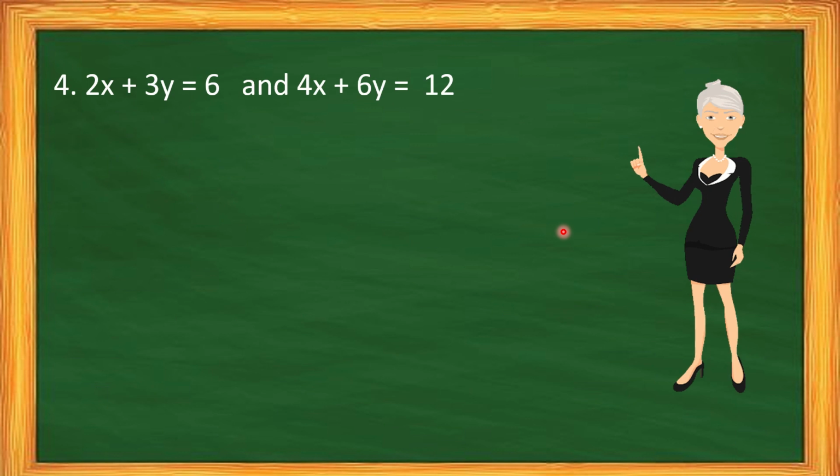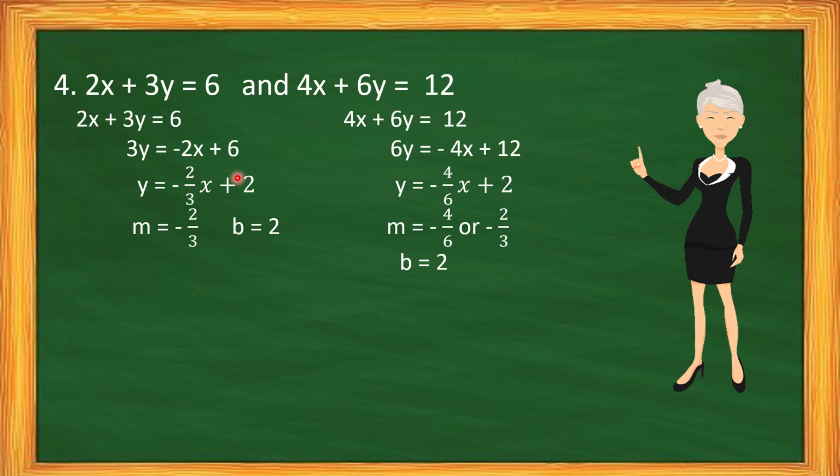In the fourth example, so we have the equations 2x plus 3y equals 6 and 4x plus 6y equals 12. So, ito ililipat natin yung 2x, magiging negative 2x. So, we have 3y equals negative 2x plus 6. Then, divide both sides natin by 3. So, magiging negative 2/3 x plus 6 divided by 3 is 2. So, our slope for the first equation is negative 2/3 and our y-intercept is positive 2.